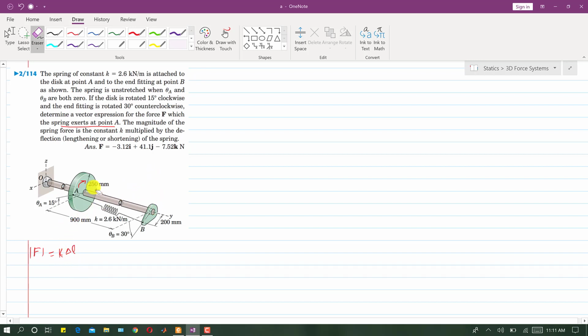Now let's solve this problem. First, I will find the original length of this spring. So what will be the original length? For that I will find the initial coordinates of A and B.